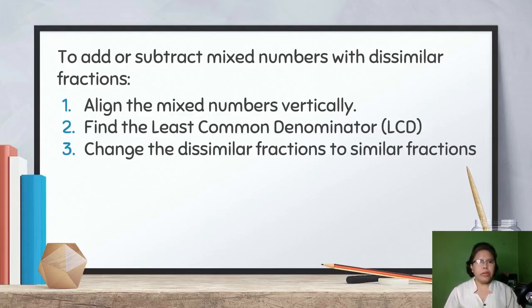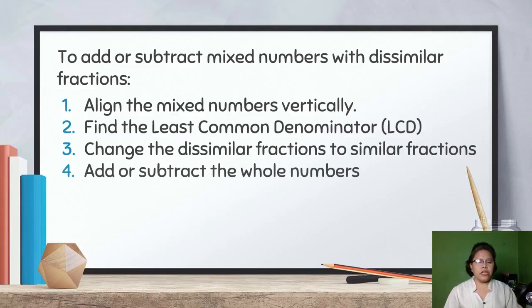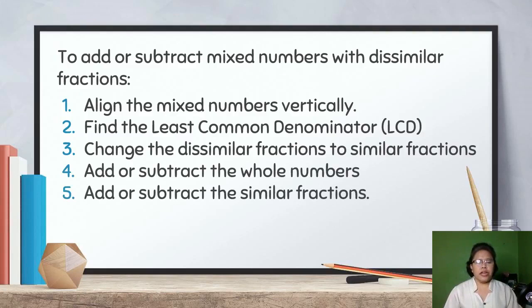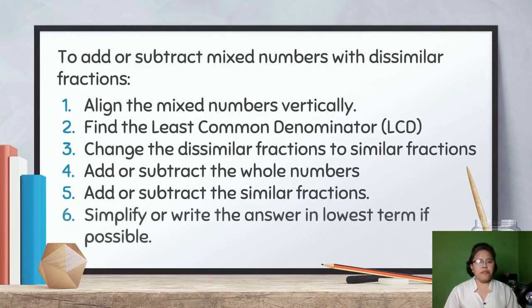Change the dissimilar fractions to similar fractions, kasi hindi nga pwedeng i-add yung dissimilar fractions kasi magkaibang hugis yan, magkaibang sizes. So, dapat pare-pareho lahat. So, parang sa papel lang, dapat yung 1 whole ay hindi i-add sa 1/4 kasi hindi sila magkasing laki. So, dapat gagawin mo magkasing laki. So, in numbers, i-change mo lang yung dissimilar fractions to similar fractions. And then, add or subtract the whole numbers muna. And then, add or subtract na the similar fractions. And then, simplify. Or write the answer in lowest term if possible. So, if it's in higher term, i-lowest term mo siya. If it's improper, gawin mo siyang mixed number. Right? Let's have some examples.